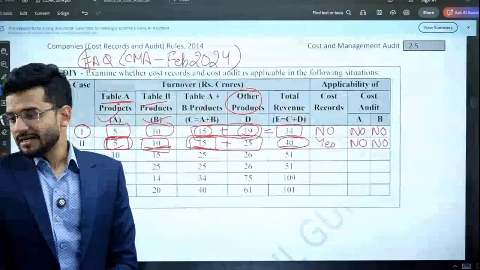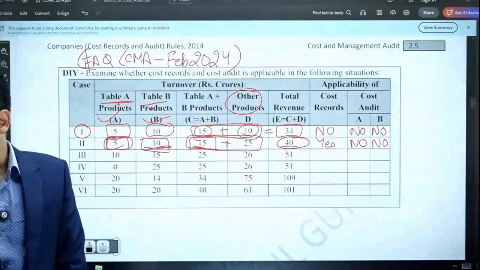Case 2 understood? Please write a yes in the chat box if case 2 is understood by each one of you.